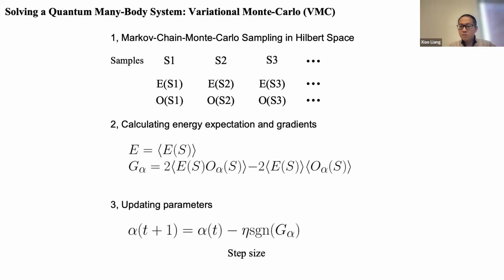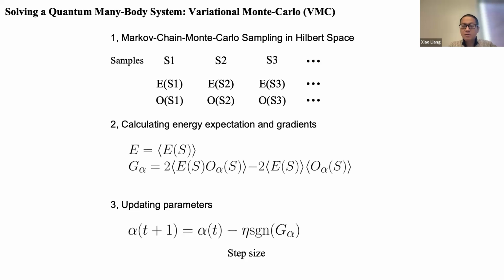A method without sign problem is the variational Monte-Carlo, which includes the Markov chain Monte-Carlo sampling of the designed wave function and optimizing the wave function based on gradient descent. The variational Monte-Carlo doesn't have a sign problem, but it requires the designed wave function to have sufficient quantum state representation ability.